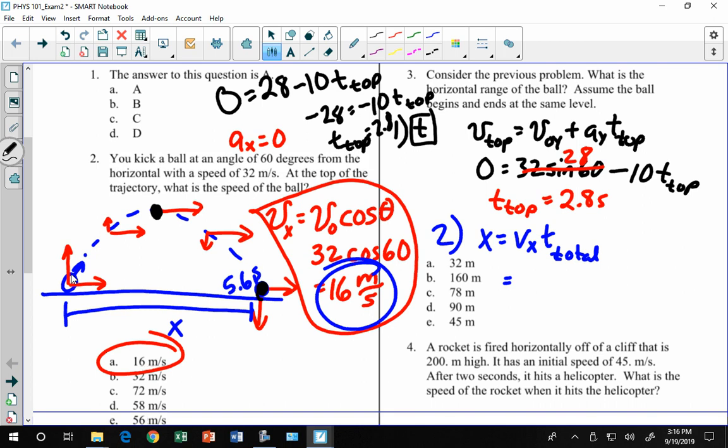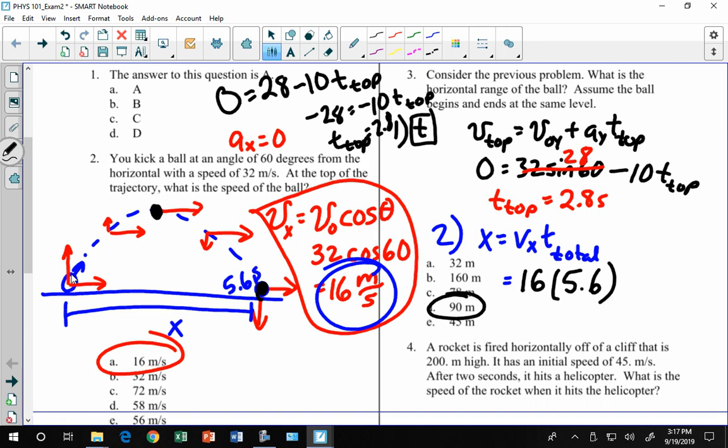Okay. So returning back to step 2 here, x is equal to Vx times t total. Vx, I know, is 16. I found that in the previous one. It's a great free response, by the way. Not this exact problem, but this will be how your free response is laid out. Times t total, which is 5.6. What's that? 50, 80, like 90 meters it must be. That must be 90. Okay?